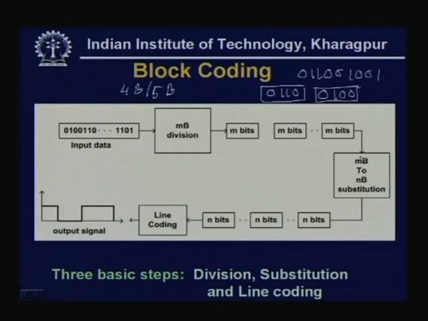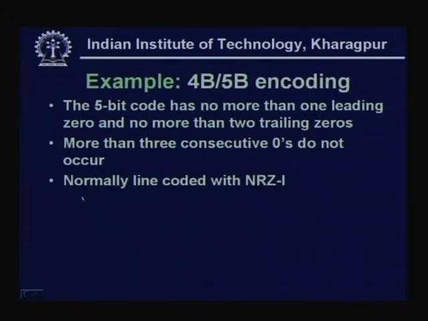Then that M bit block is applied to MB to NB substitution. So, each M bit block is replaced by N bits. In this case, each of these 4 bits will be replaced by 5 bits for this particular example. Then ultimately these N bits are line coded, and line coding we have already discussed, and that output signal is transmitted through the transmission media. This is the basic scheme. And for an example, as I already mentioned, 4B 5B encoding.